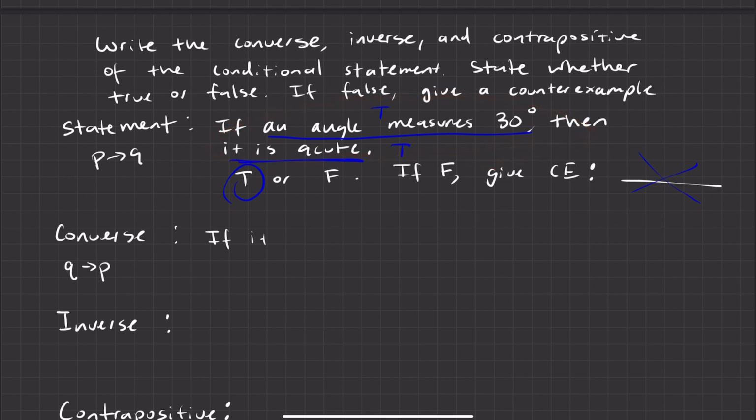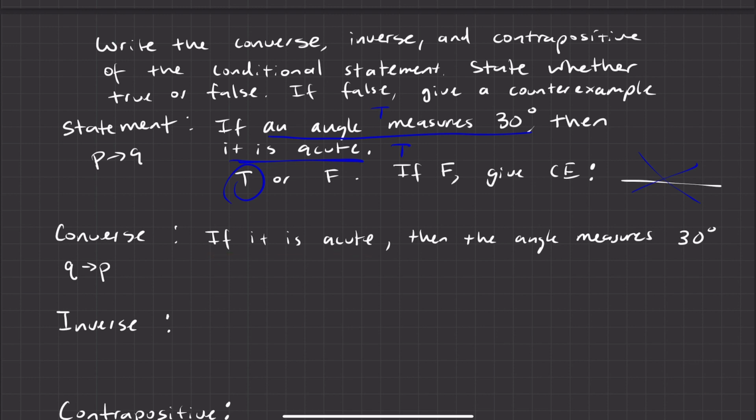If it is acute, then the angle measures 30 degrees. One second. I'm going to go ahead and pull up my notes real fast. So if it is acute, then the angle measure is 30 degrees. Okay, so here, can an angle be acute?